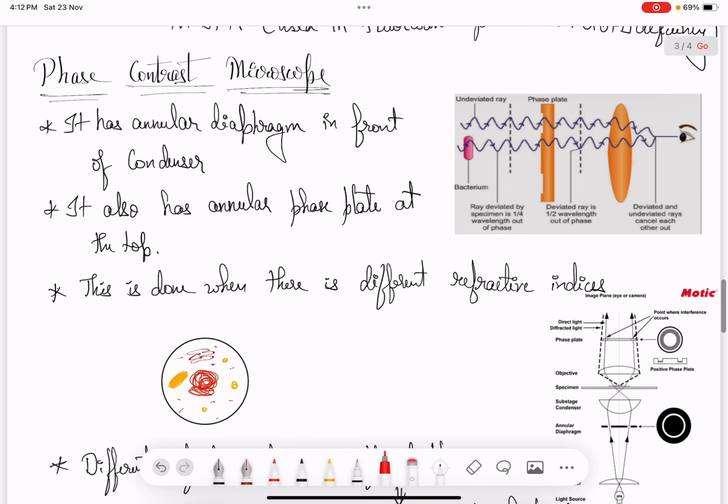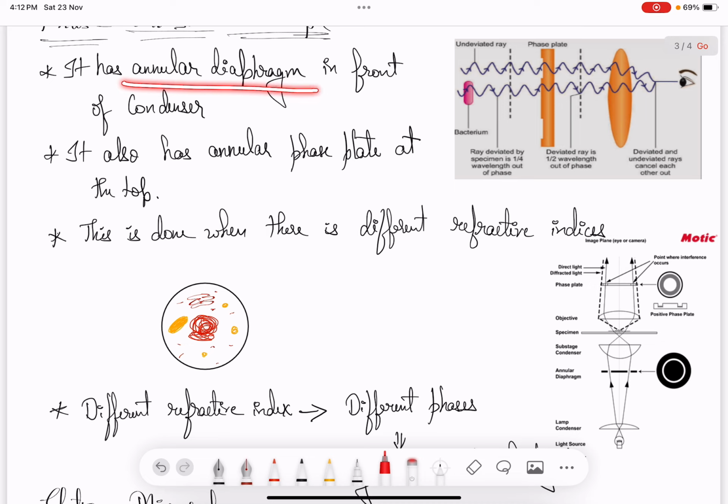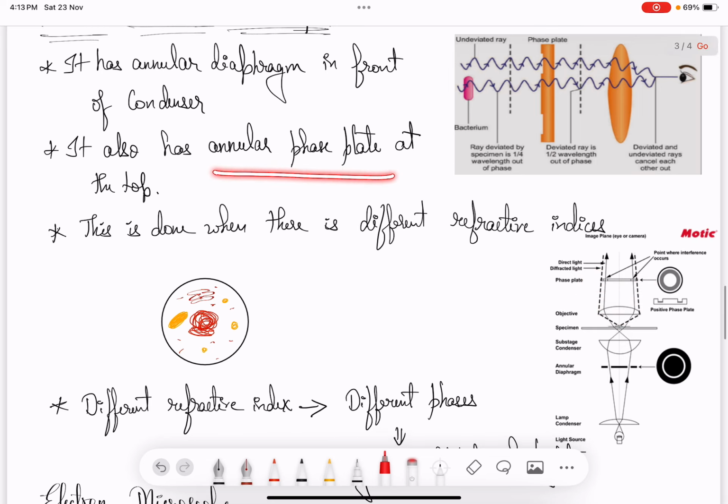Next is the phase contrast microscope. You need not study it in detail. You have to remember one thing, that here two extra things are used. What is that? That is the annular diaphragm in front of the condenser. This is the condenser. In front of the condenser, you use the annular diaphragm. This is how the annular diaphragm looks. There is only a small circular gap where the light can pass. It also has an annular phase plate at the top. This is the objective, right? Above the objective there is the annular phase plate.